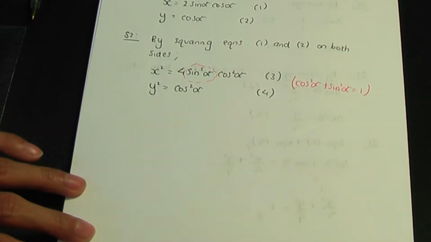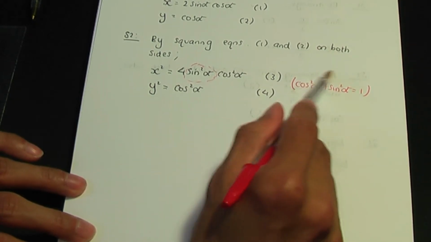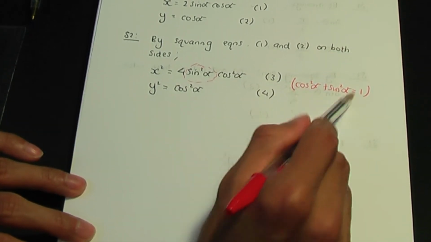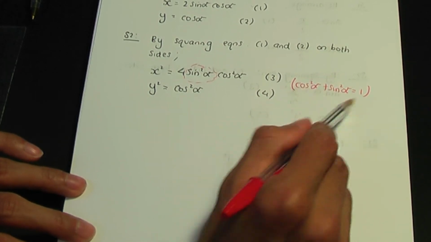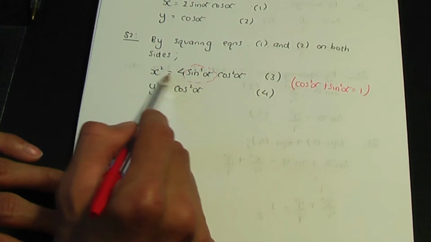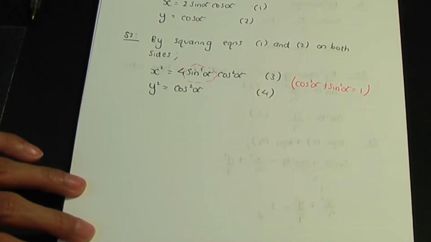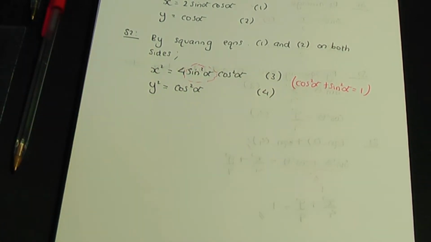So that is where this identity is going to be useful. If we rearrange this identity for sine squared alpha in terms of cos squared alpha, we can replace all of the cos squared alpha terms by y squared. Okay? So let's do that.